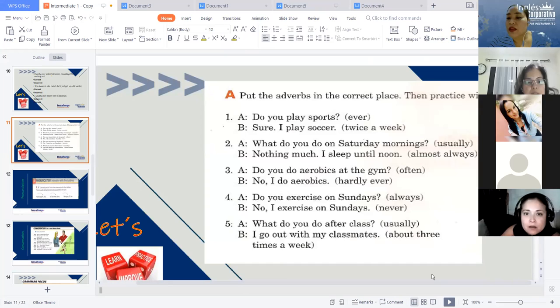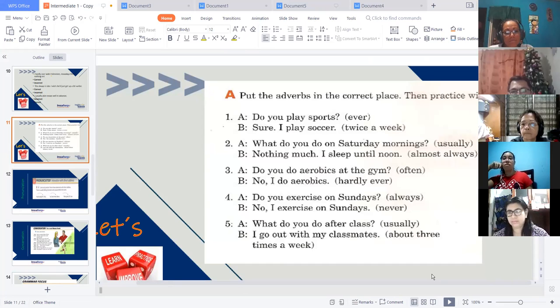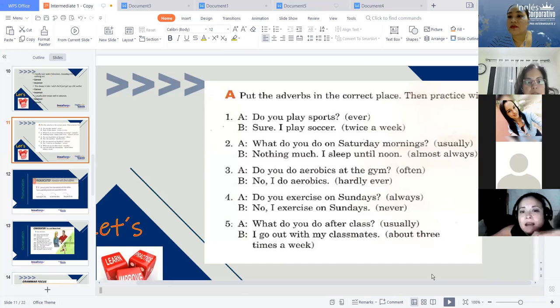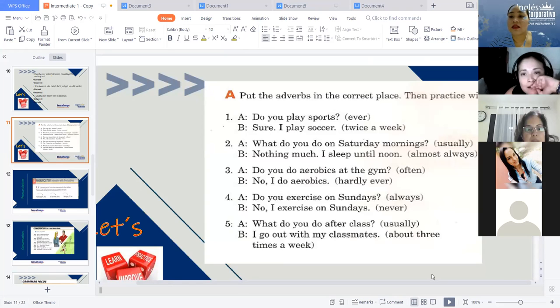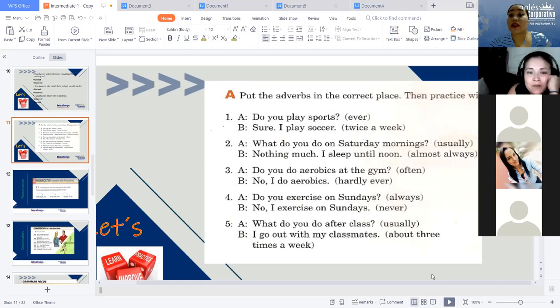Sí, veo que nuestra compañera nos está hablando, pero no tiene micrófono habilitado, compañera. Yes, teacher. And what do you do usually? Sería, o what do usually? No, yo creo que es what do you do usually? Yes, what do you usually do, right? What do you usually do? Yes. Okay, thank you. You're welcome.